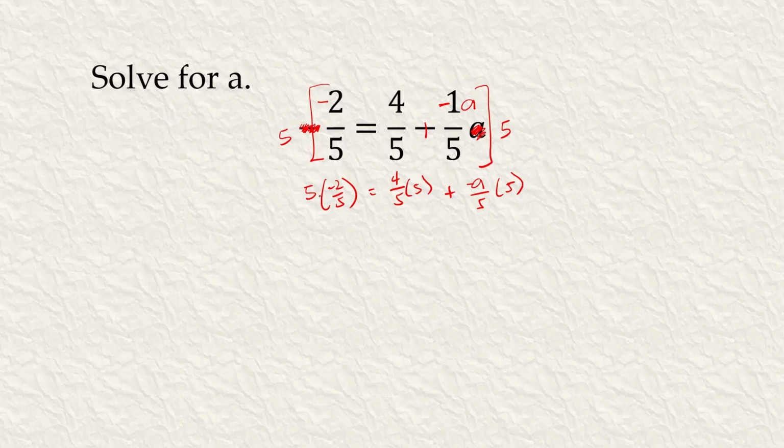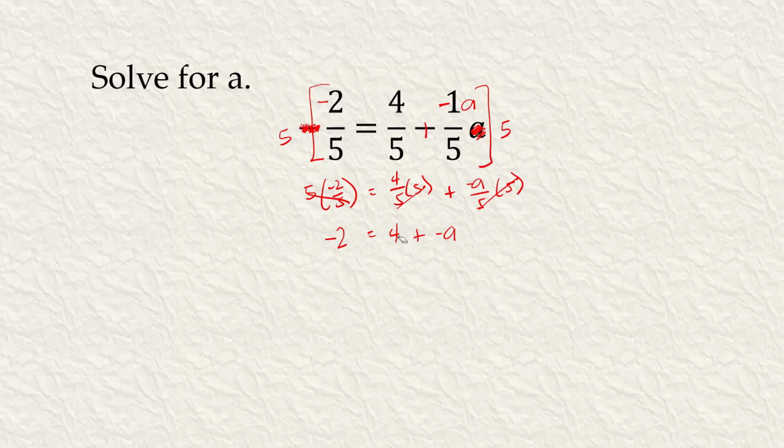Now, what I'm going to do is I can just cancel this 5 here. So that will just give me negative 2. I'll cancel this 5 also. That's just going to give me 4. And I can cancel this 5, and that's just going to give me plus negative a. So now it's a lot simpler compared to the original problem, right?